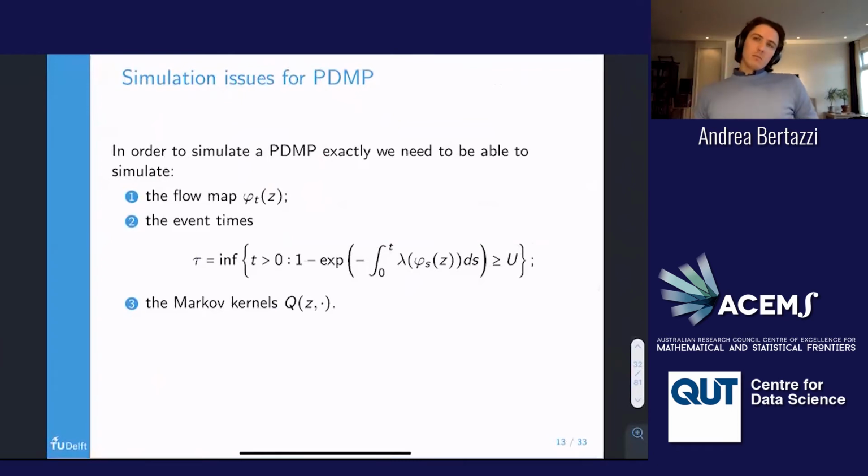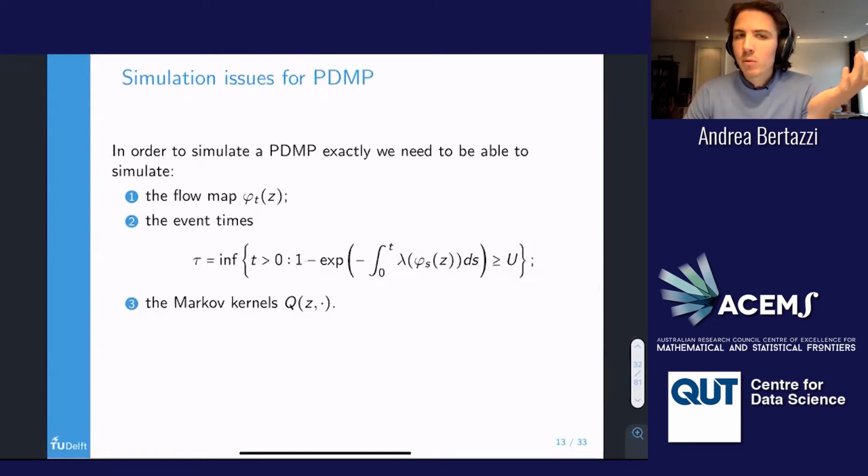All right, so quite a broad introduction, but what's important to comment is that in order to simulate a PDMP exactly, we need to be able to simulate the flow map that determines the deterministic dynamics, and this is very easy for zigzag because it's linear. That's no problem. But if you think, for instance, of an algorithm such as the randomized Hamiltonian Monte Carlo, then the deterministic dynamics are the Hamiltonian dynamics, and you cannot simulate them unless you're in a very easy setting. So that could be a problem.